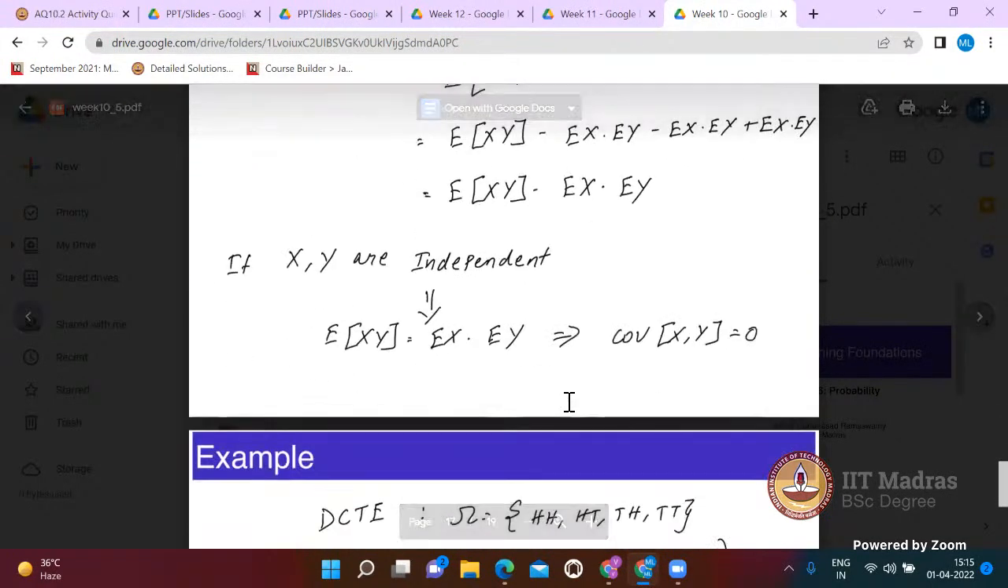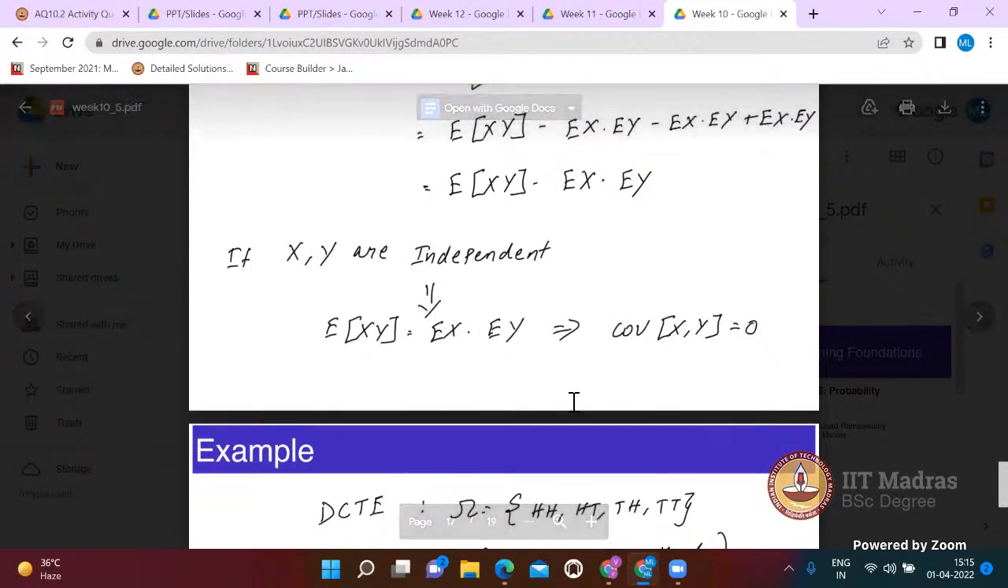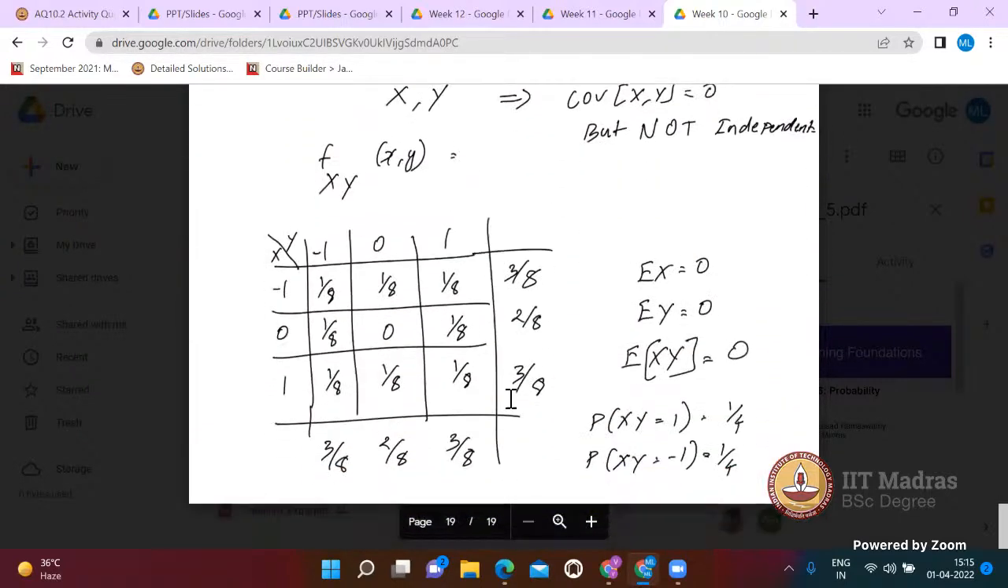Then there is a covariance formula. If x and y are independent, the covariance, that is the relation between both the variables, is 0. This is a pretty simple one.